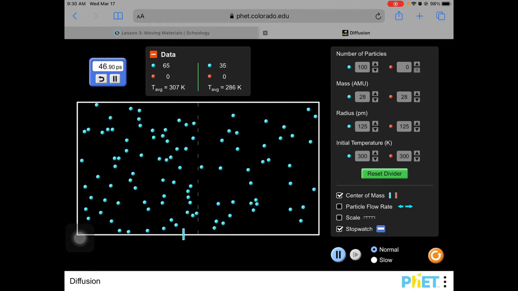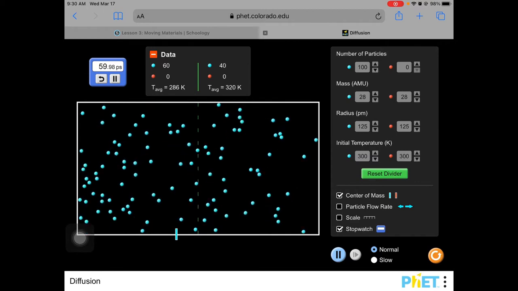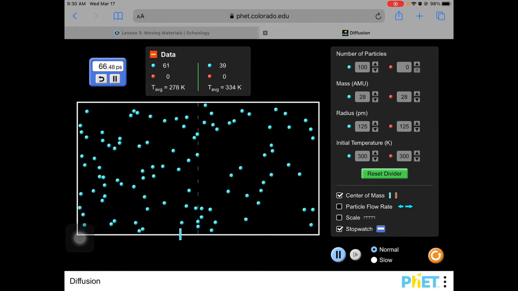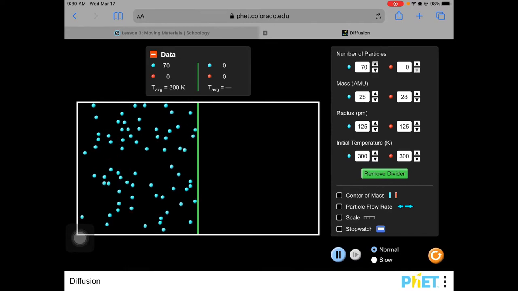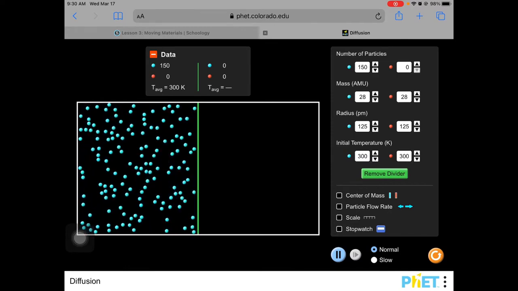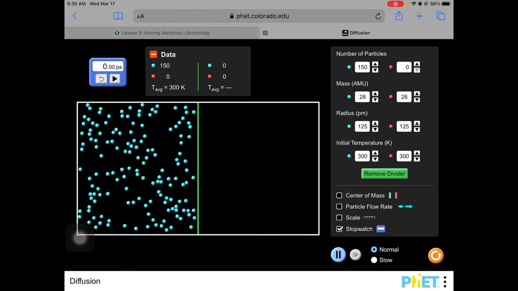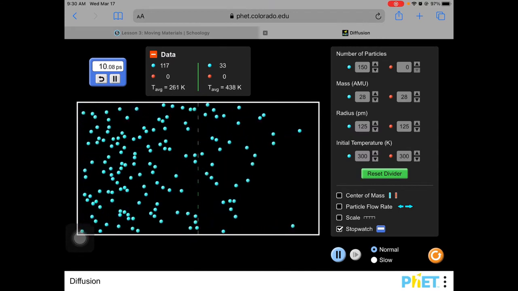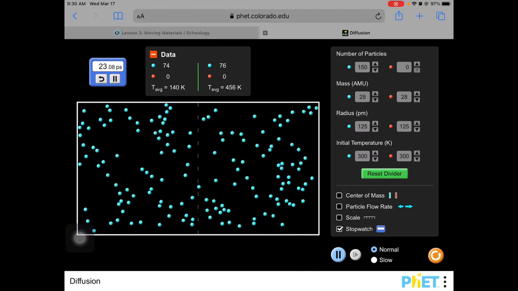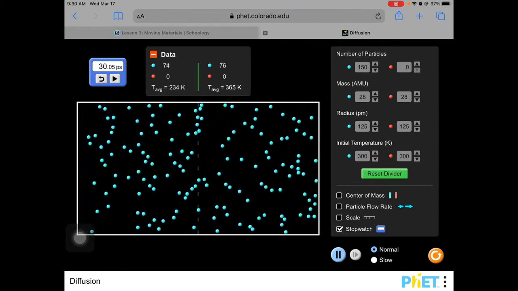Now that I've seen how particles randomly move from an area of high concentration to an area of low concentration, I'm going to change some of the variables. This time, I'm going to add a significantly larger amount of particles, and again, just see how long it takes until it gets to be about the same on both sides. All right, now it's about the same. So that took around 27 seconds.